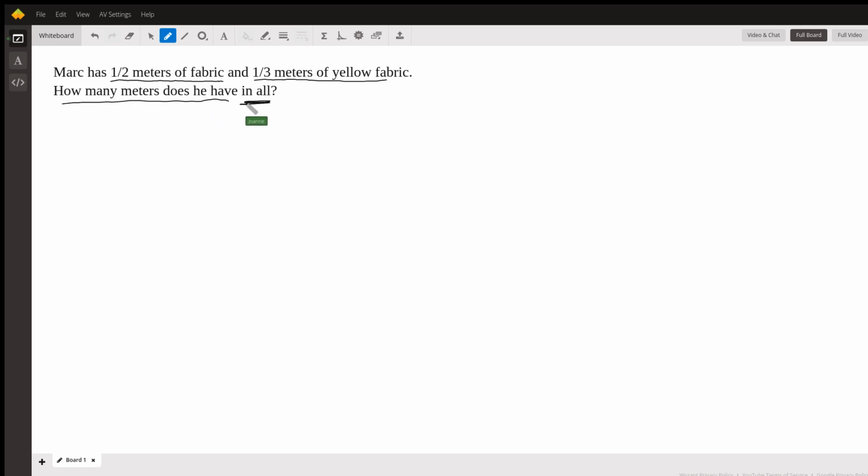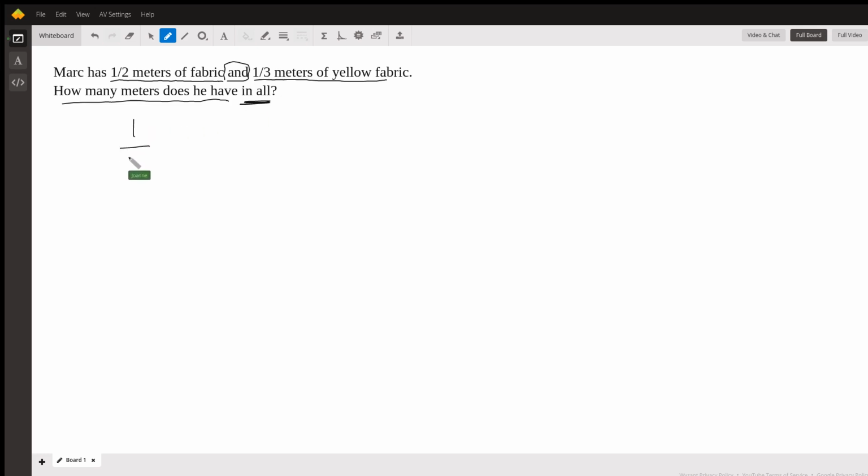Okay. So there are some key words here that are going to help me solve this problem. To begin with, it says Mark has 1/2 meter of fabric and 1/3 meter of yellow fabric, and there's the word and here. And here indicates that we're going to be combining those two things, and the way that you combine mathematically is by adding those together. The second clue is how many meters does he have in all? The in all, again, is an indication that we're putting things together. We want to know how much is there all together. So that tells me I'm going to be adding these two amounts of fabric.